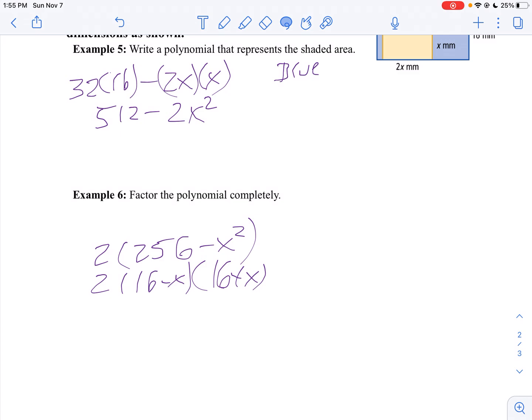Then I look at, can I factor this again? Well, 16 is a perfect square, but x is not a perfect square. So I can't use my perfect squares. And that's the only time I can factor a binomial, if they're a difference of squares. If it's not a difference of squares, I know I can't factor it. So then we're done. So that was 2 times 16 minus x times 16 plus x.